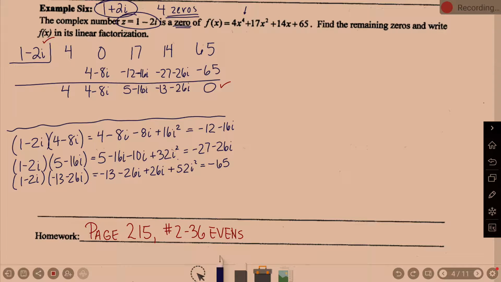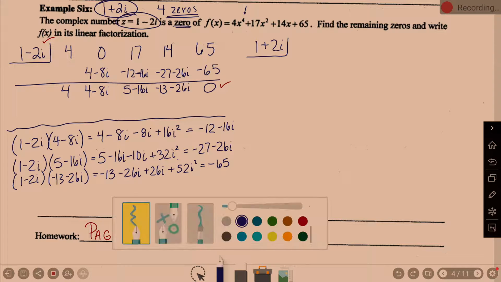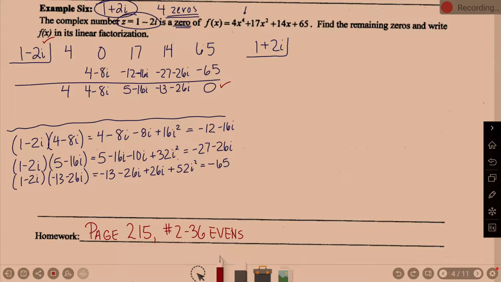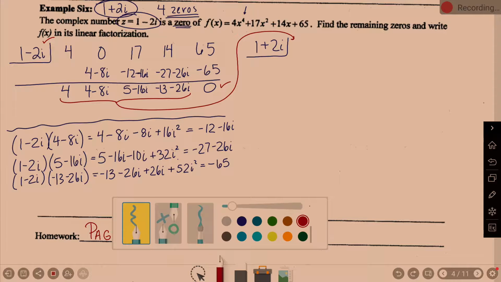Do you use those values with the conjugate of it? Yes. So now we need to use 1 plus 2i, and we need to use our new row of values, though. Good news, I promise the math is easier. I promise it is. Give it a chance. Okay? So now, I'm going to use 1 plus 2i. I'm going to set up synthetic division again. Yes, the numbers look weird, but that actually works to our benefit. Okay, so set those up there.